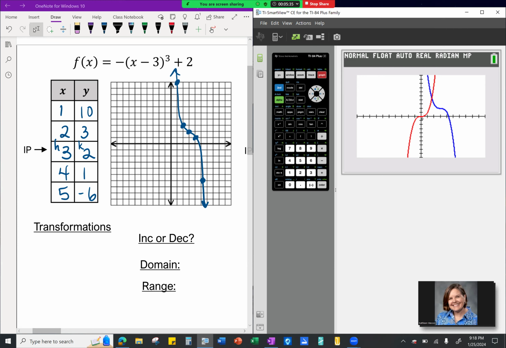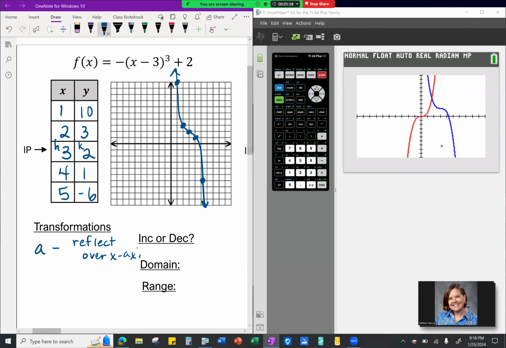They seem to be the same shape. However, the blue one is decreasing. That happens because A is negative. So your graph reflects over the x-axis. We also moved the inflection point. It was originally at 0, 0, and now it's at 3, 2. So my graph has to shift right 3.